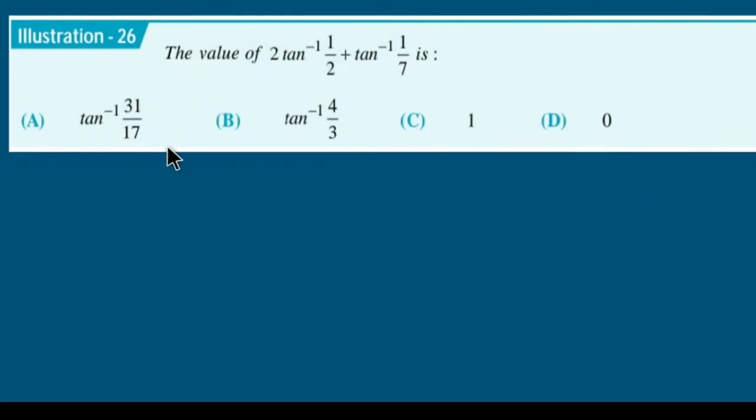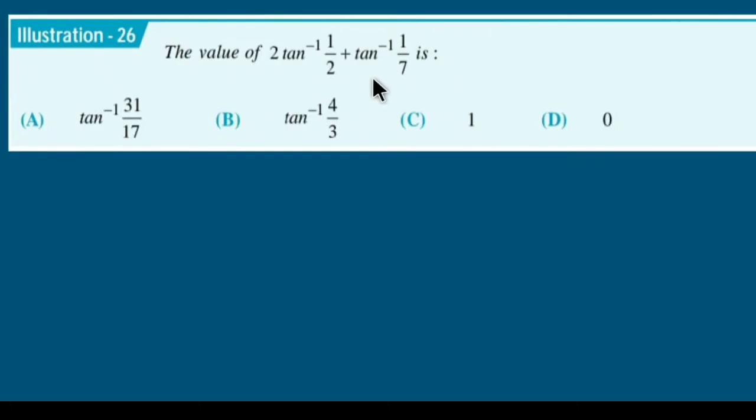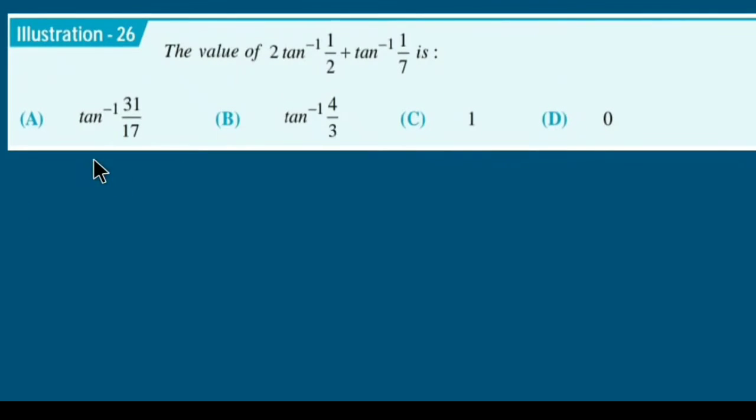Now let's take illustrations. Start. The value of 2 tan inverse 1 by 2 plus tan inverse 1 by 7 is. You can pause the video and try yourself. Options are tan inverse 31 by 17, tan inverse 4 by 3, 1 and 0. Let's pause it, and now let's try to solve this.